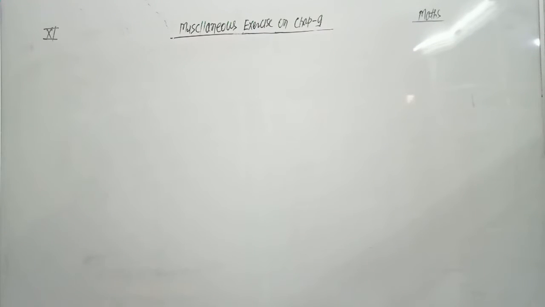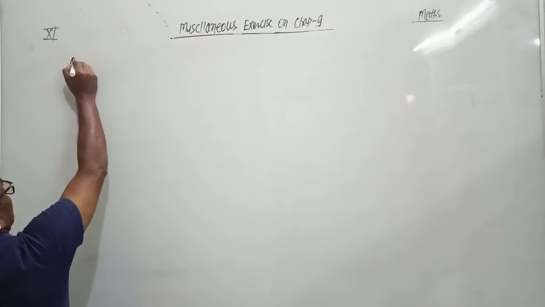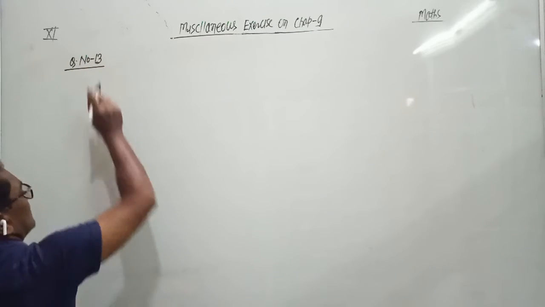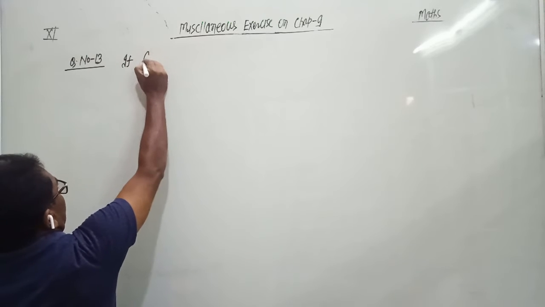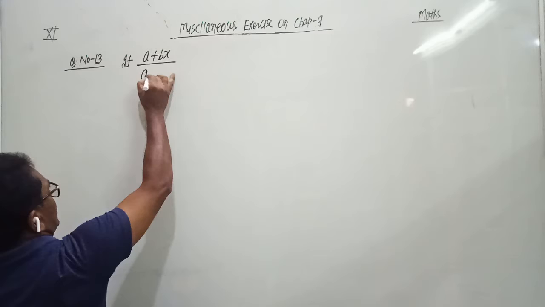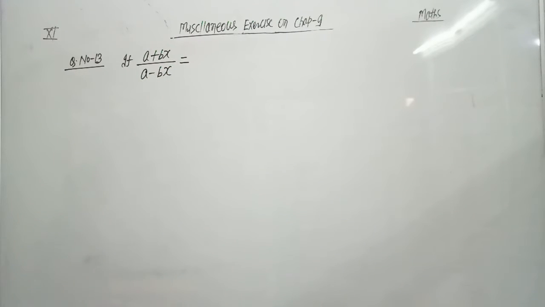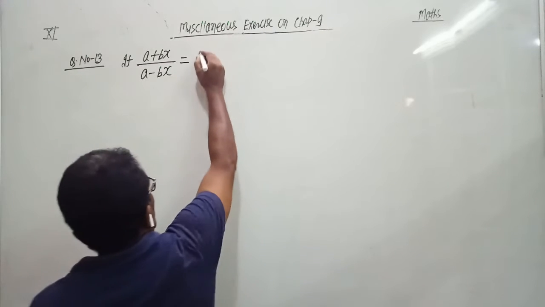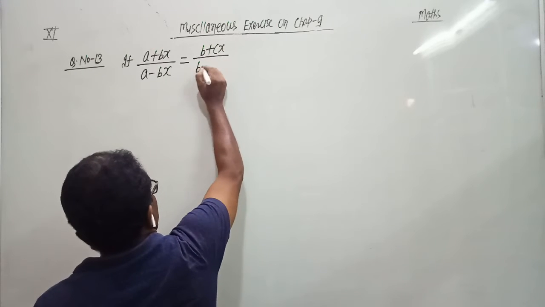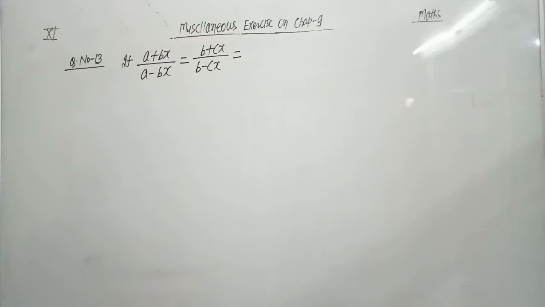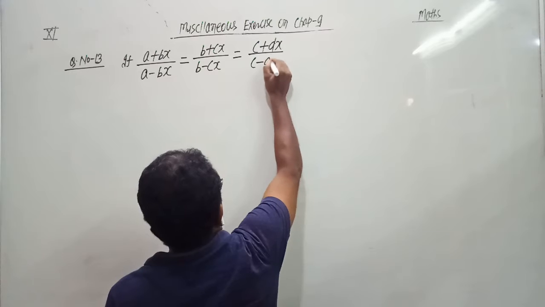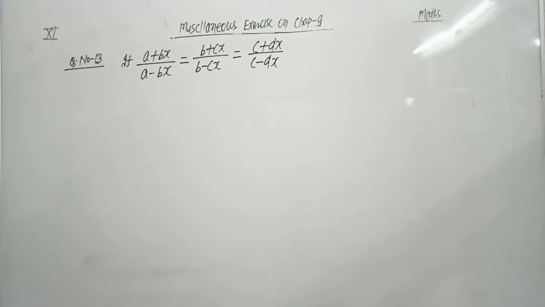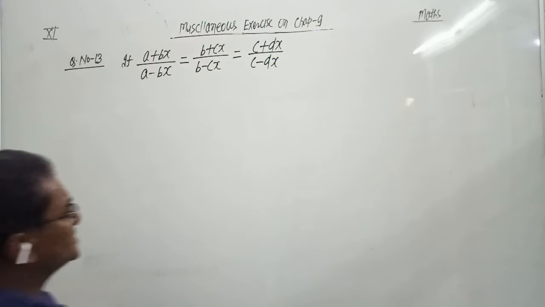Now question number 13. If (a + bx)/(a - bx) = (b + cx)/(b - cx) = (c + dx)/(c - dx), this we have given. Then show that a, b, c, d are in GP.